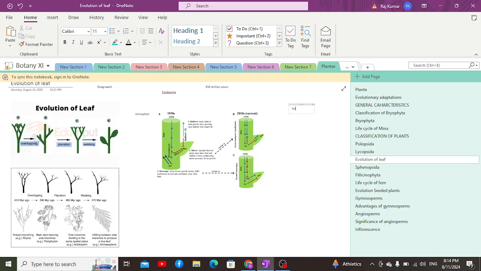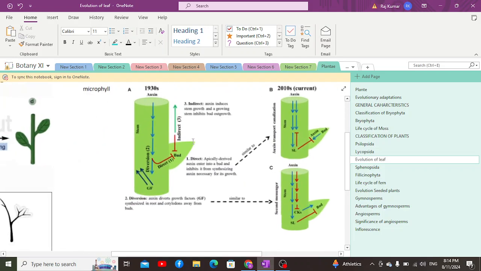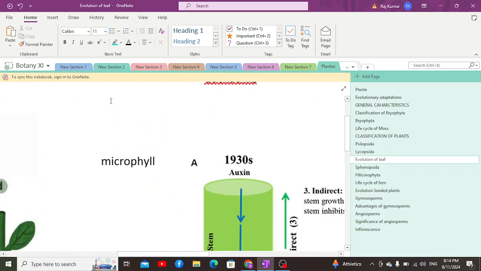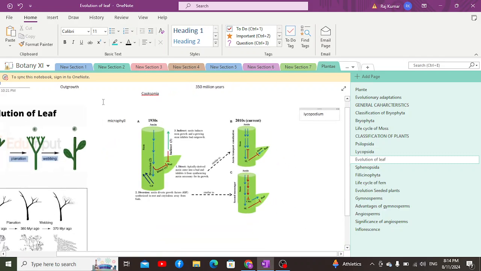Examples of this include Lycopodium or Equisetum. It first occurred in which organism? Lycopodium, class Lycopsida, and after that, evolution of roots also occurred in line with the evolution of leaf. Alongside the leaf, there was evolution of root structuring as well.